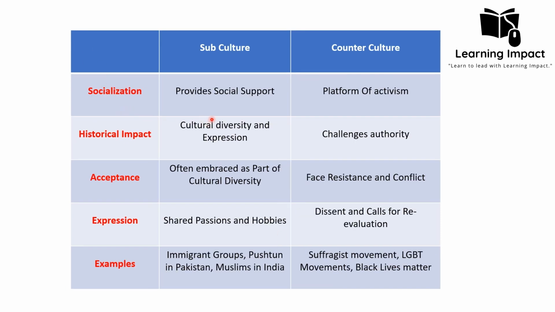Okay, then socialization. How does it help in society? Subcultures provide social support, while counterculture is considered a platform for activism. How does it impact our history? Subculture promotes cultural diversity and expression, while counterculture challenges authority. Throughout history, if we look at it, they serve these same functions. Acceptance. Subculture often embraces part of the cultural diversity. As subculture is not a kind of rebellion, society mostly accepts subculture as part of cultural diversity and celebrates these changes. But counterculture faces resistance and conflict because it challenges authority.